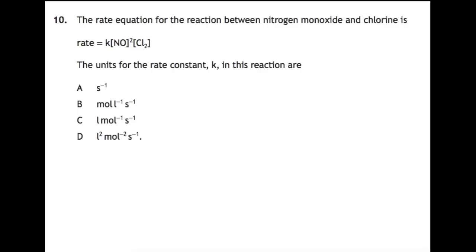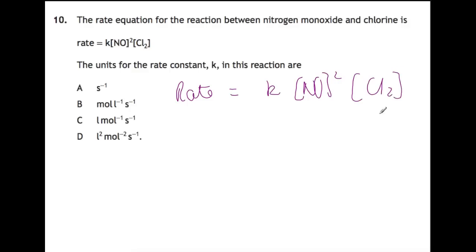Question 10. Another rate question. So the rate equation for the reaction between nitrogen monoxide and chlorine is given, and we're trying to work out the units for the rate constant. So if we write this out again, we've got rate equals K, concentration of NO squared, and concentration of Cl2. I'm going to put a line down the middle here. All of the units on this side need to cancel with all of the units on this side. Rate is always in moles per litre per second.